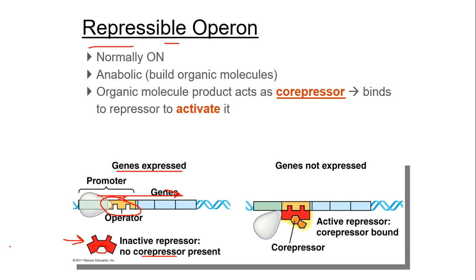So it's usually going to be an organic molecule that will be your co-repressor, and then that'll bind to your repressor. So that'll bind to your red Lego looking thing, and then that'll allow the repressor to activate, thus shutting down the operon, turning the operon off. So this would be how we turn the gene off in this case. The most common example that you're going to see is the trp operon, or TRP.